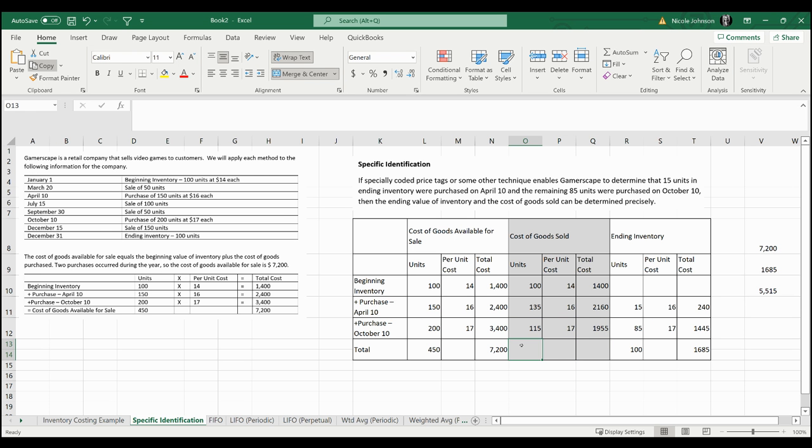So now my cost of goods sold, the number of units I sold, all the way through this, is 350 units. And the total cost, look at this, 5,515. So using specific identification, my cost of goods sold is 5,515 and my ending inventory is 1,685.